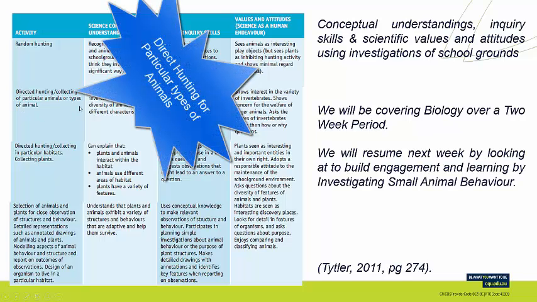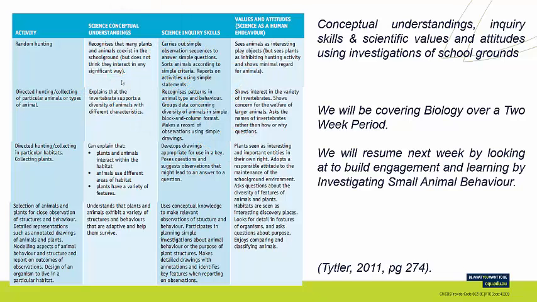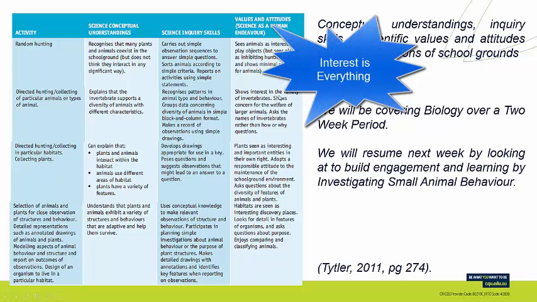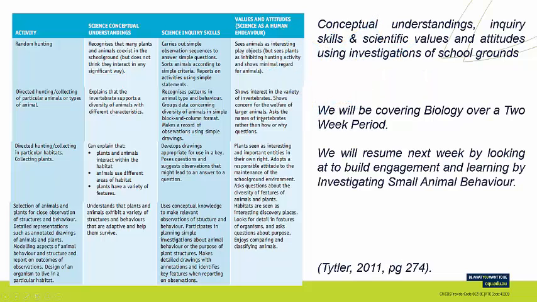Our second activity, directed hunting. Doing this by direct hunting, by collecting a particular animal. We're focusing in on an animal, and we're actually then using that focus to explain how the invertebrate supports a diversity of other animals with different characteristics. So we can start to tune into the patterns in animal type and behaviour. The groups data. We can actually look at animal groups and diversity in simple block and column formats. We can record observations using simple drawings. And this helps the values. We're building interest. We're building fascination. We're creating awe. A variety of invertebrates. Concern for the welfare of larger animals.